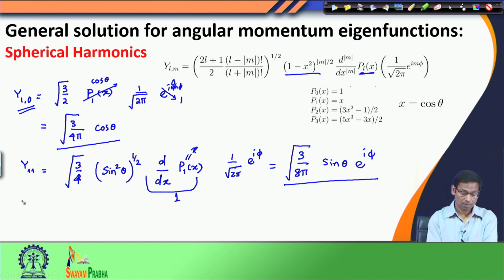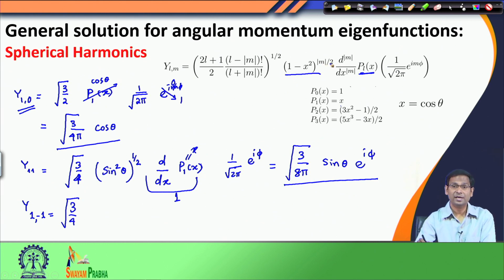So, what about Y 1 minus 1, where L is 1 and M is minus 1 and not plus 1? The effect of M being plus 1 or minus 1 is simply seen here. You see, in this case we are taking mod of M. So, whether M is plus 1 or minus 1, this term would not change. So, therefore, we can use the same term. What about here? 1 minus x square to the power m by 2, but here m is also the absolute value of m. So, therefore, here this term also would not change. So, I am left with sin theta.